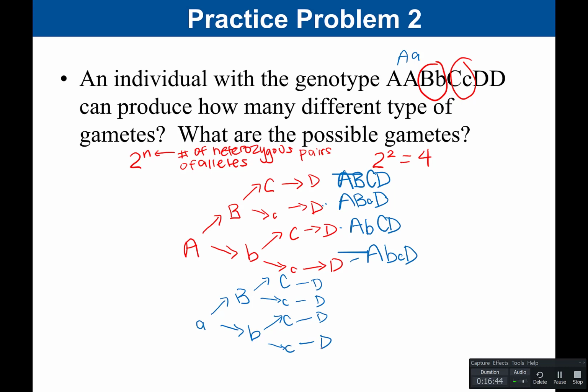So this type of diagram just makes sure that you hit all of the different combinations because you're writing it out for each possibility. And so this is how I solve a problem where it's asked for what are the possible gametes. I like to use these tree diagrams to make sure that I hit each one of those possibilities.